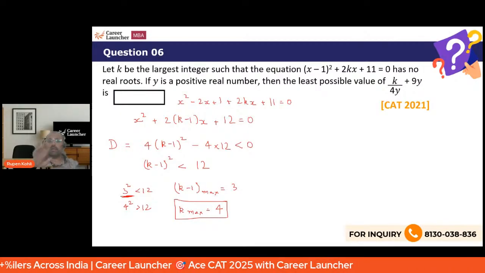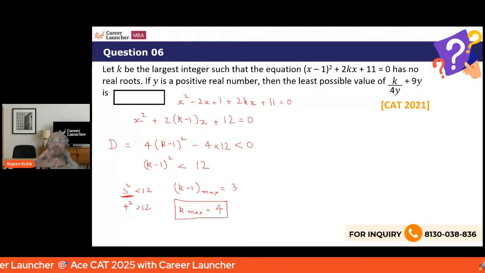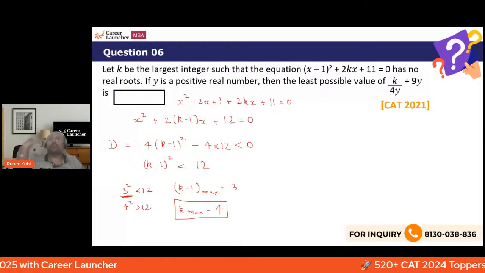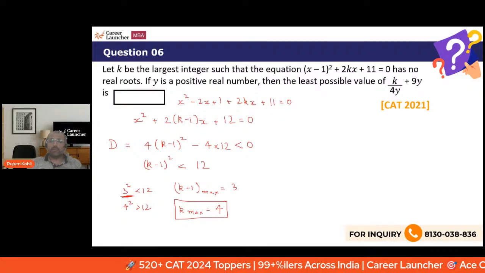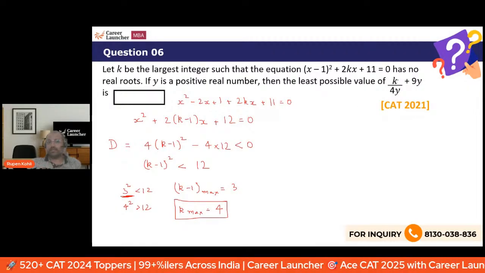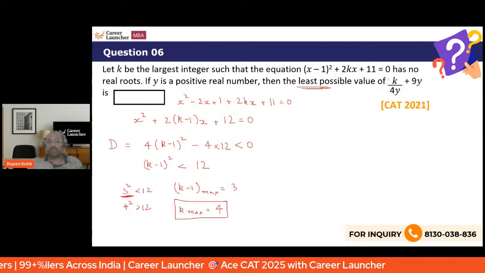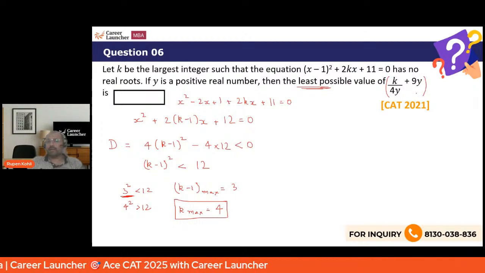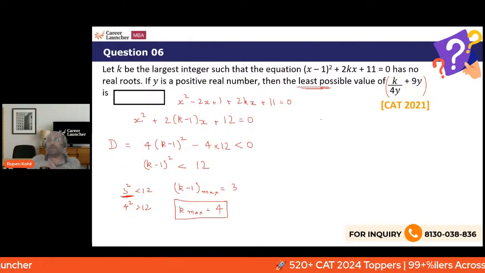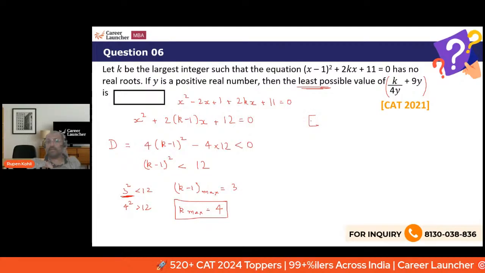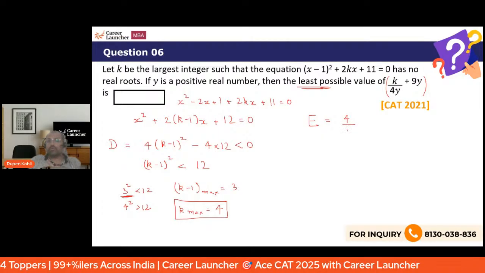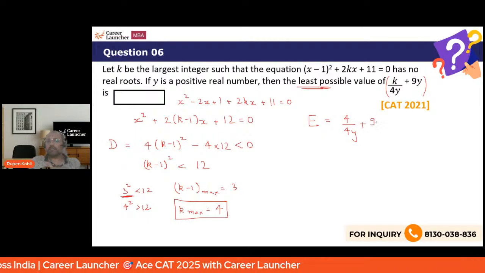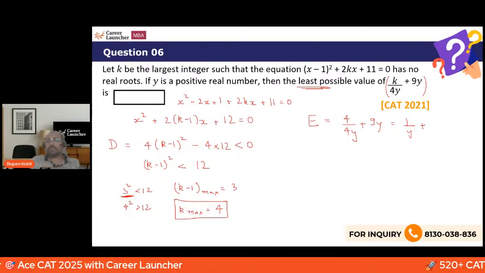So first of all, the question gives us a quadratic, tells us it has no roots. From that we get an inequality, and then we maximize the value of k first of all. So this is a two-layer problem, right? Then the question says y is a positive real number. Now the variable is y in this expression. We have to take the least possibility of this expression, k over 4y plus 9y, with k equals 4. Let's call this expression E. E equals 4 over 4y, so 4 cancels, plus 9y. So this expression is 1 over y plus 9y.